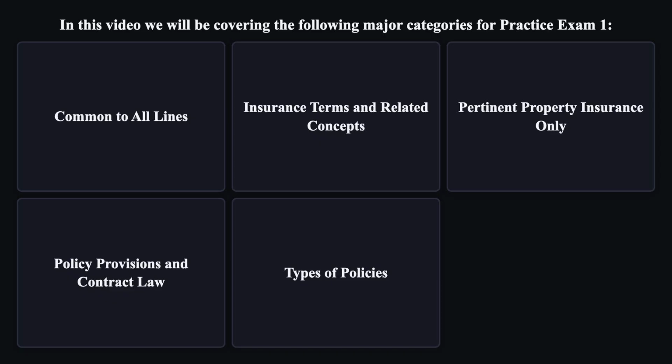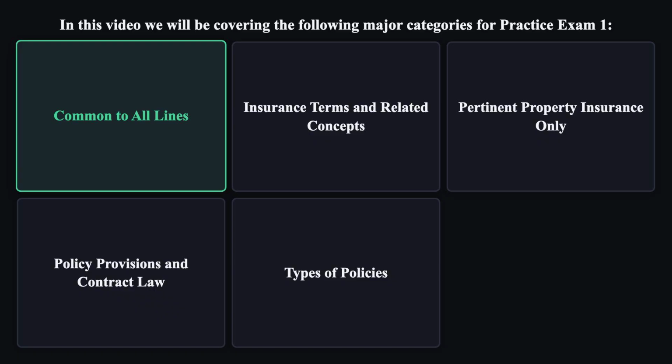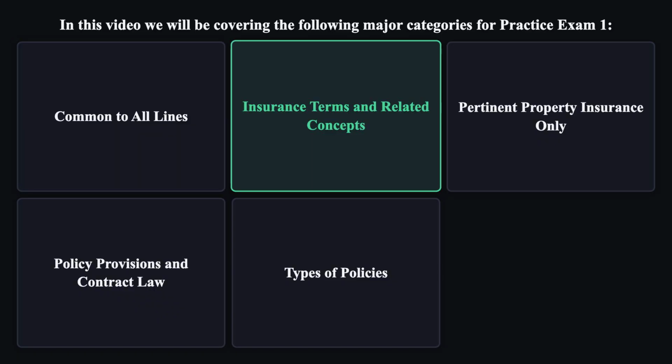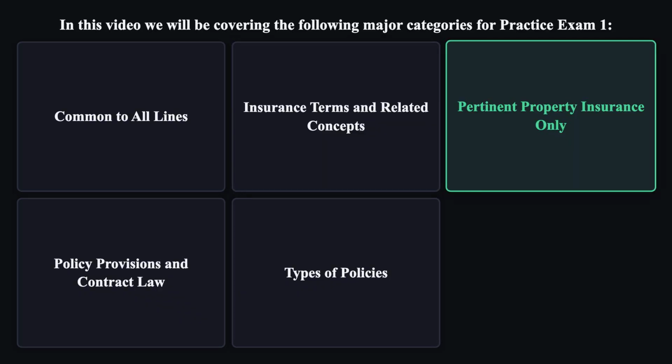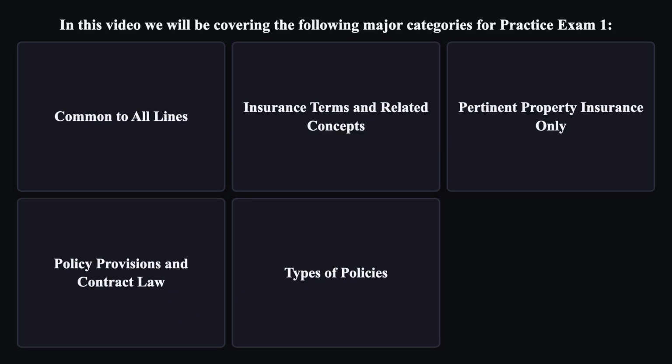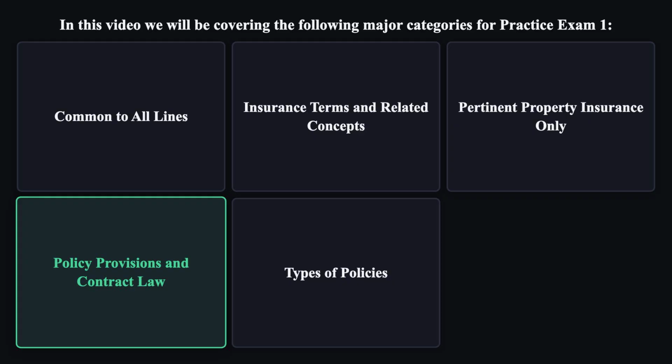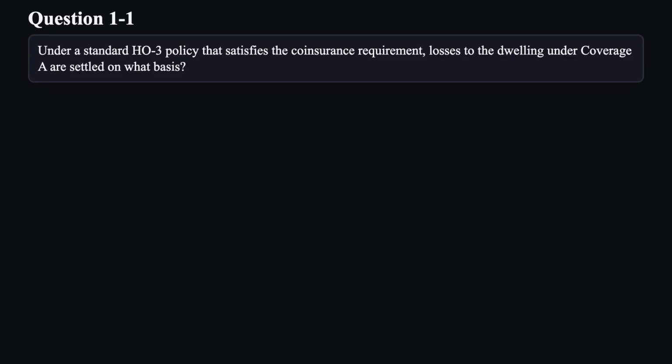In this video, we will be covering the following major categories for Practice Exam 1. Common to all lines: insurance terms and related concepts. Pertinent property insurance only: policy provisions and contract law. Types of policies. Let's walk through the format. I'll read each question and its choices. Let's get started. Question 1.